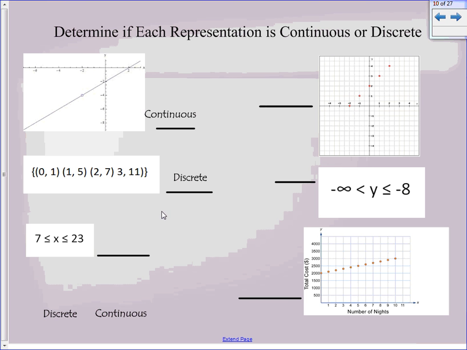They're not going to say that this is a continuous graph as they list the points. The domain would be listed in inequality notation. Okay? What about this one? Is this continuous or discrete?